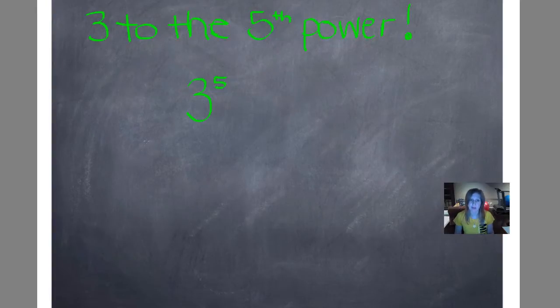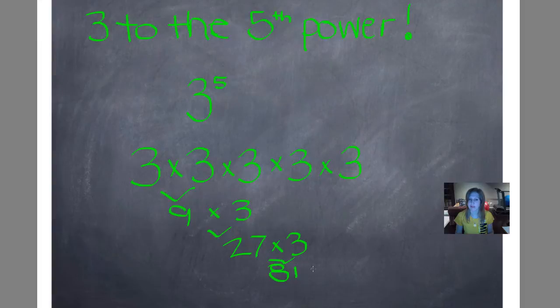Then we're going to write it out in expanded form. So I'm going to write the number 3 5 times. 3 times 3, there it's twice. Times 3, now it's 3 times. Times 3, there's 4 times. Times 3. So when we multiply this, we get 3 times 3 is 9. 9 times 3 is 27. 27 times 3 is 81. Forgot to draw my arrow there, didn't I? And 81 times 3 equals 243.